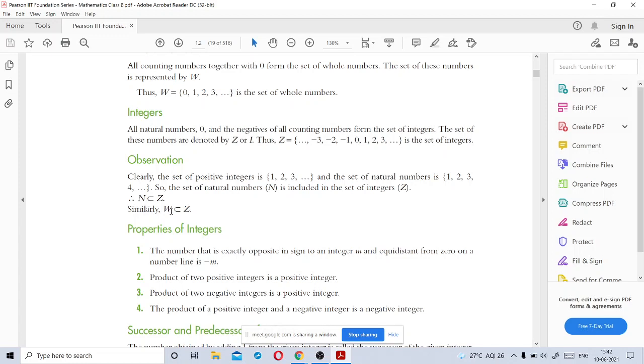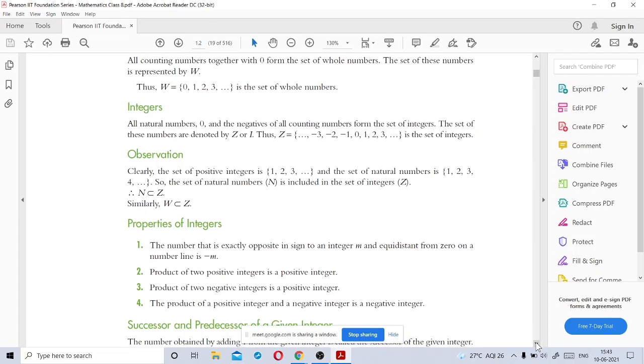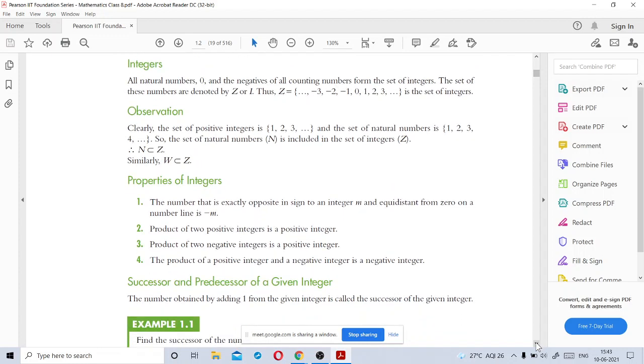Similarly, W, the whole numbers, is a subset of Z. This symbol is read as subset. Okay, my children. Now come to the next point. Observations is over.